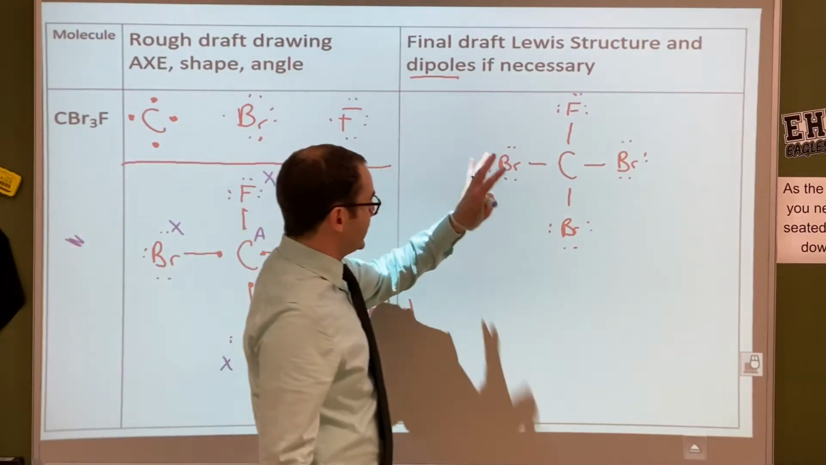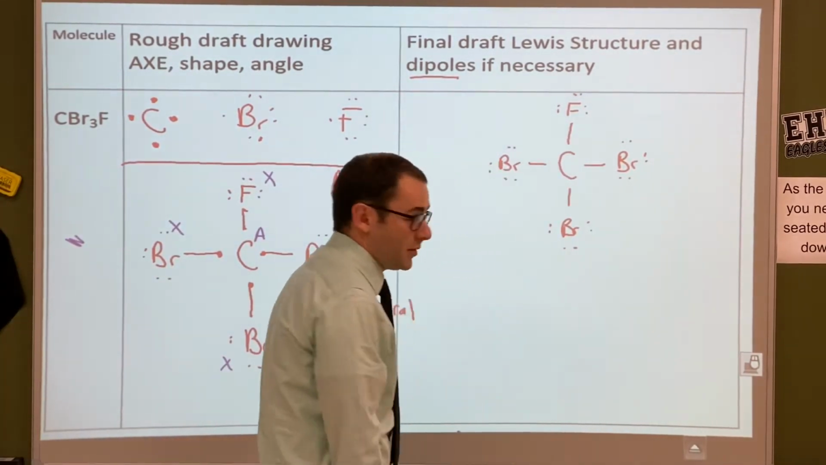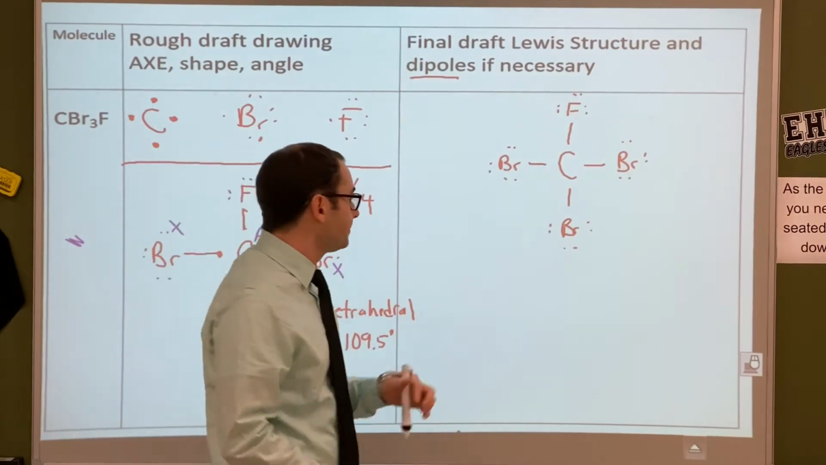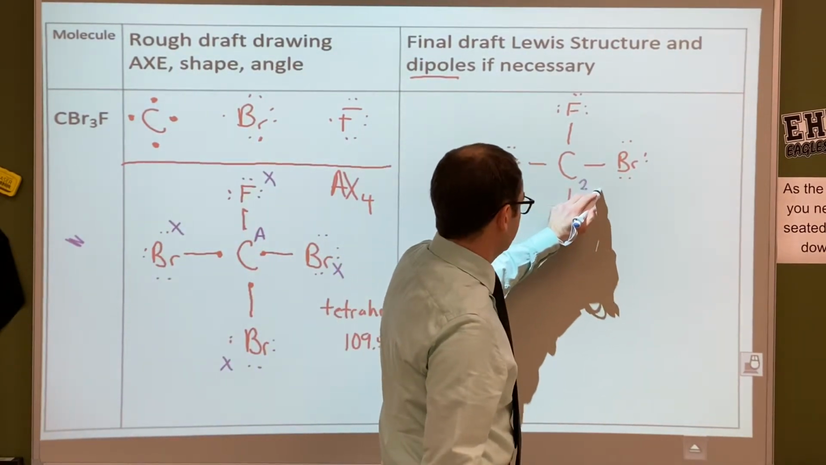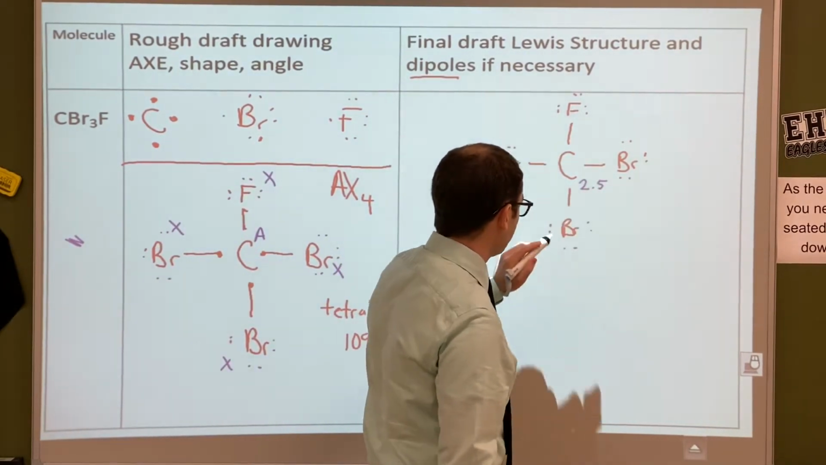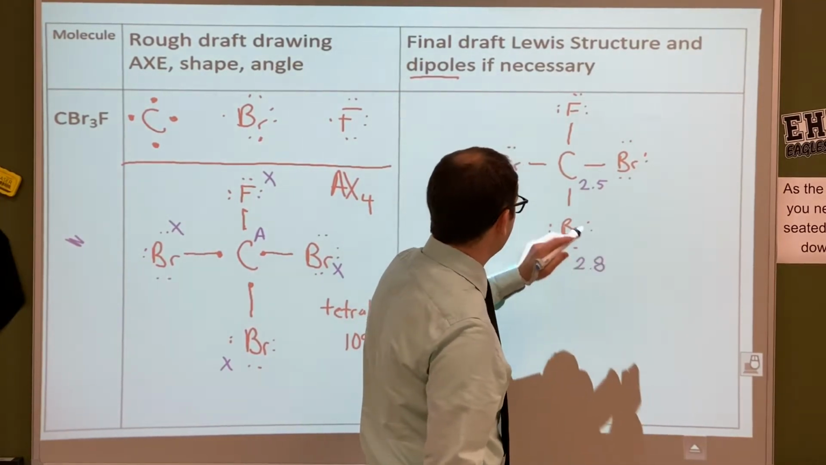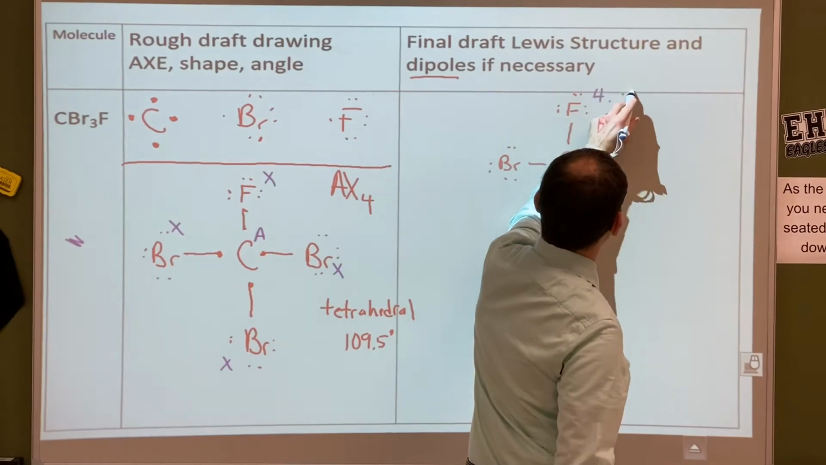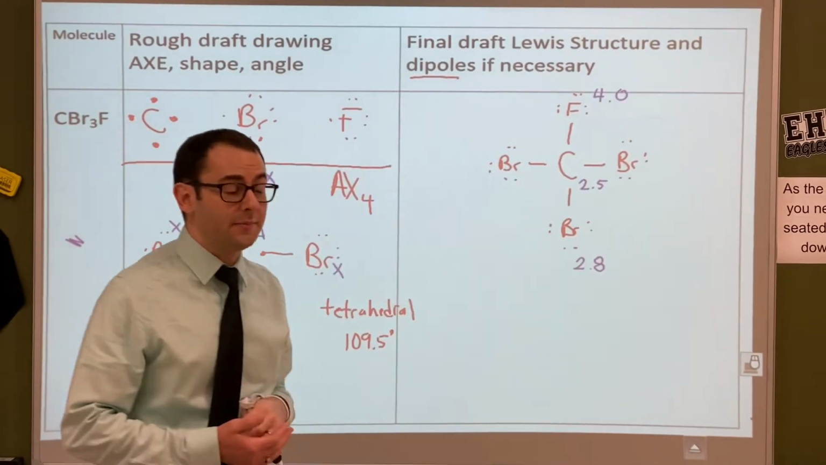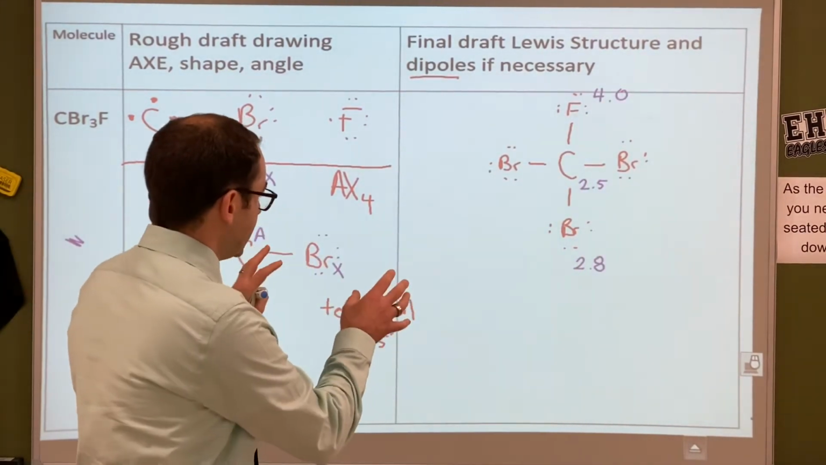So let's take a look at this and see if any dipoles form from it. What's carbon's number? Good, 2.5. All right. Bromine is 2.8. And then fluorine we know is 4.0. Okay.